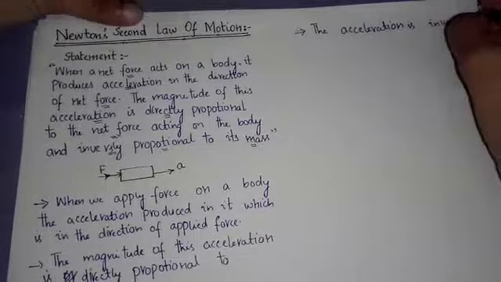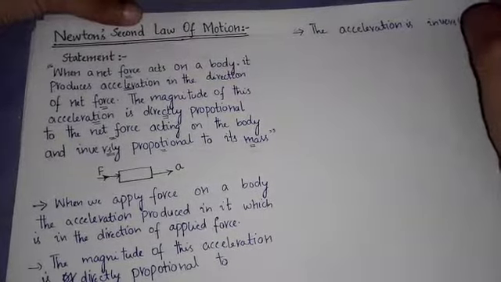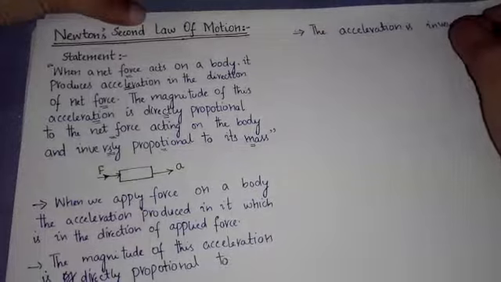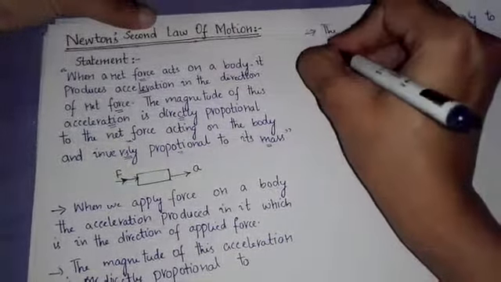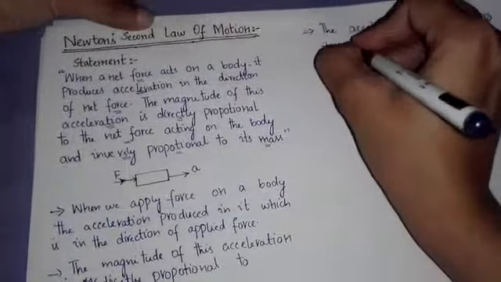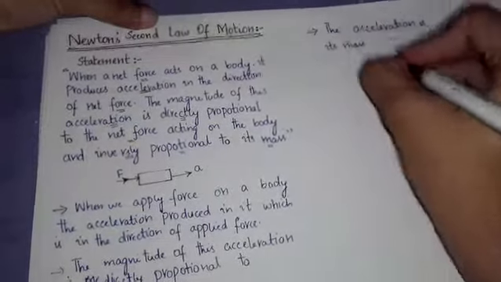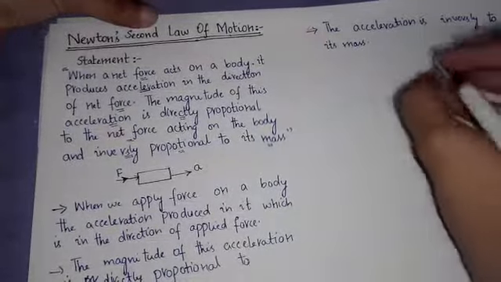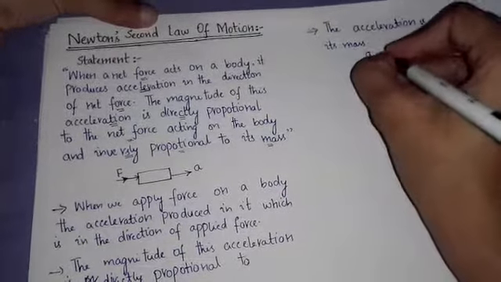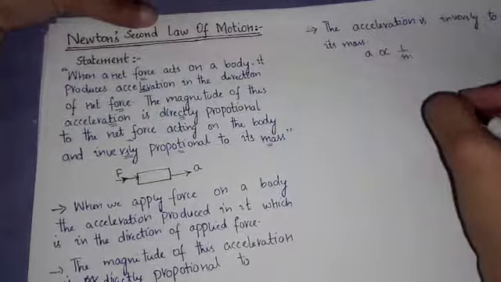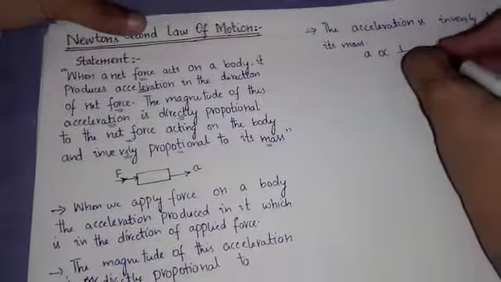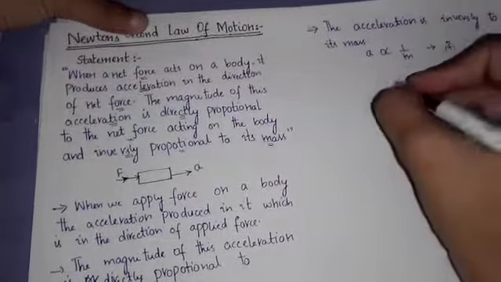The acceleration of the body is inversely proportional to its mass. So we can write the expression in this way as well. This is our equation number 2.